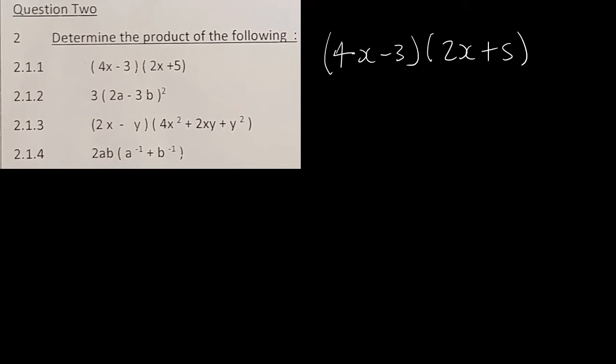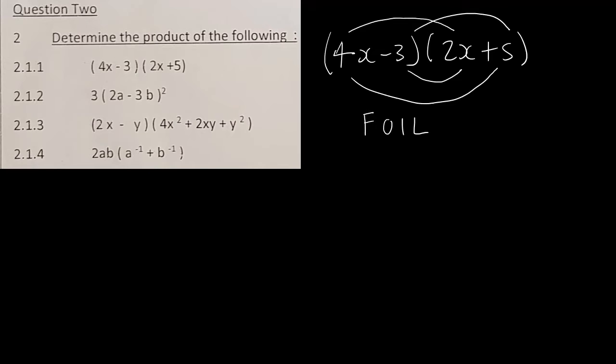Now remember, FOIL is the first terms, we multiply that, the outside terms, we multiply that, the inside terms, we multiply that, and the last terms, we multiply that. If you follow this order of FOIL, the first, the outside, the inside, and the last, we'll arrive at an answer. So let's multiply 4x times the 2x. 4x times 2x will give me 8x squared. Remember, x times x is x squared.